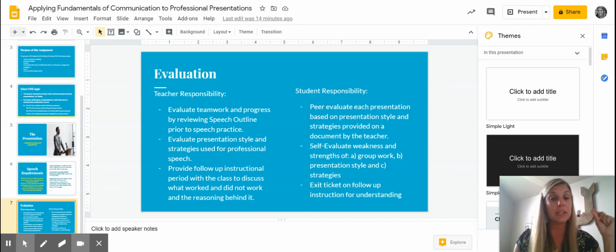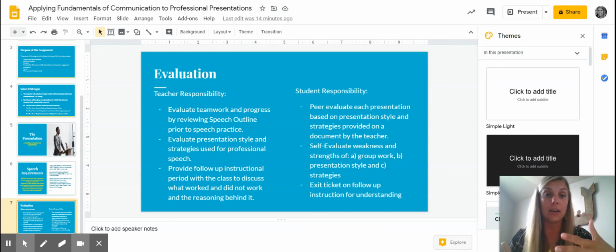Last but not least, I'm going to say this is really important: have an exit ticket after the follow-up instruction for understanding, to make sure that as we leave, we all leave with this wealth of information that was given to us from our teacher and our peers, that came through creativity and analysis and defense. We just want to make sure that everyone is getting what they need to get out of this assignment.